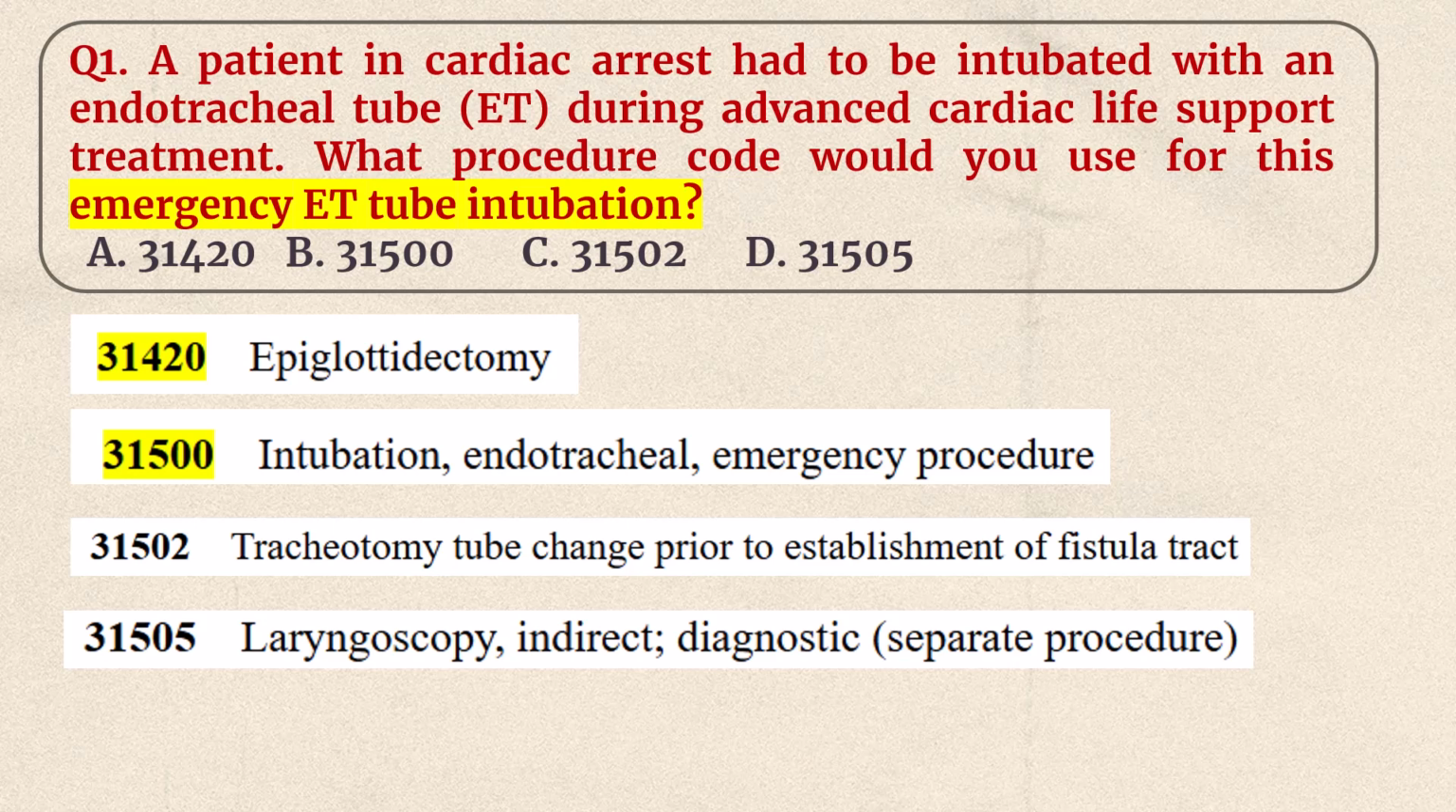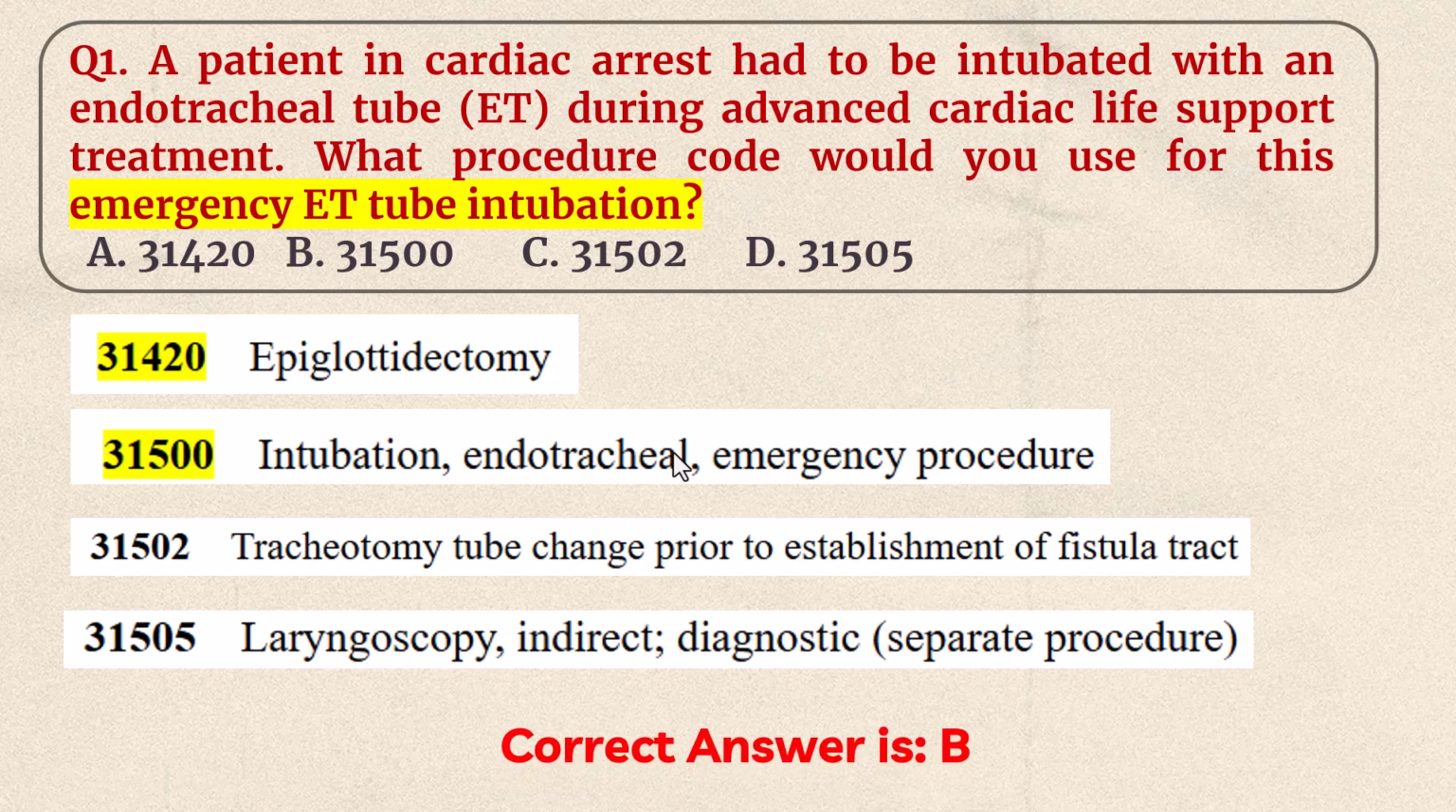Okay, when you go to the code 31420, it says epiglottidectomy. So that is not suitable here. 31500, it is intubation endotracheal emergency procedure. So that is exactly describing the procedure. So the answer should be intubation endotracheal, emergency procedure. So other answers you can see 502 tracheostomy tube, 505 laryngoscopy tube. So the correct answer is B.